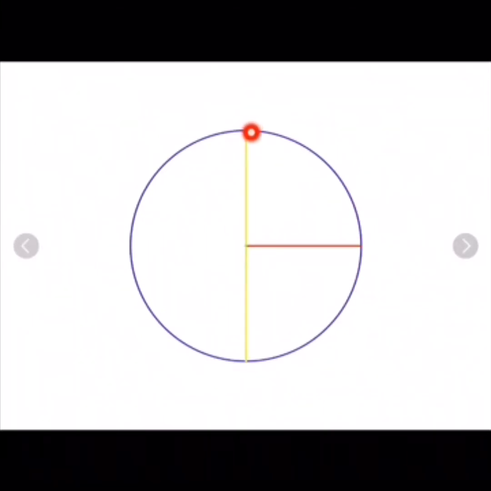Now, from one point to the other, going directly through the middle point, that measurement, or that line, is known as the diameter. And you can see that that is the full length from one point of the circle to the other point.